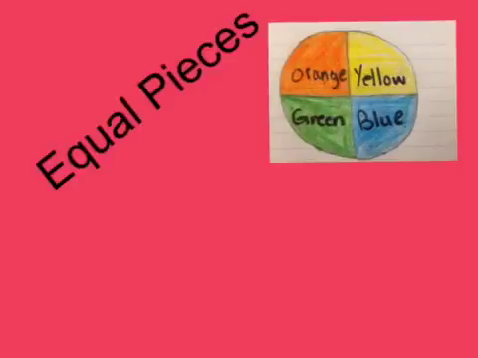Equal pieces. Example: if the colors on the spinner are yellow, blue, orange, and green, the probability of getting a yellow is 1 quarter, which means that if you spin it once, the probability of getting a yellow will be 1 quarter because there's 1 yellow out of 4 pieces.